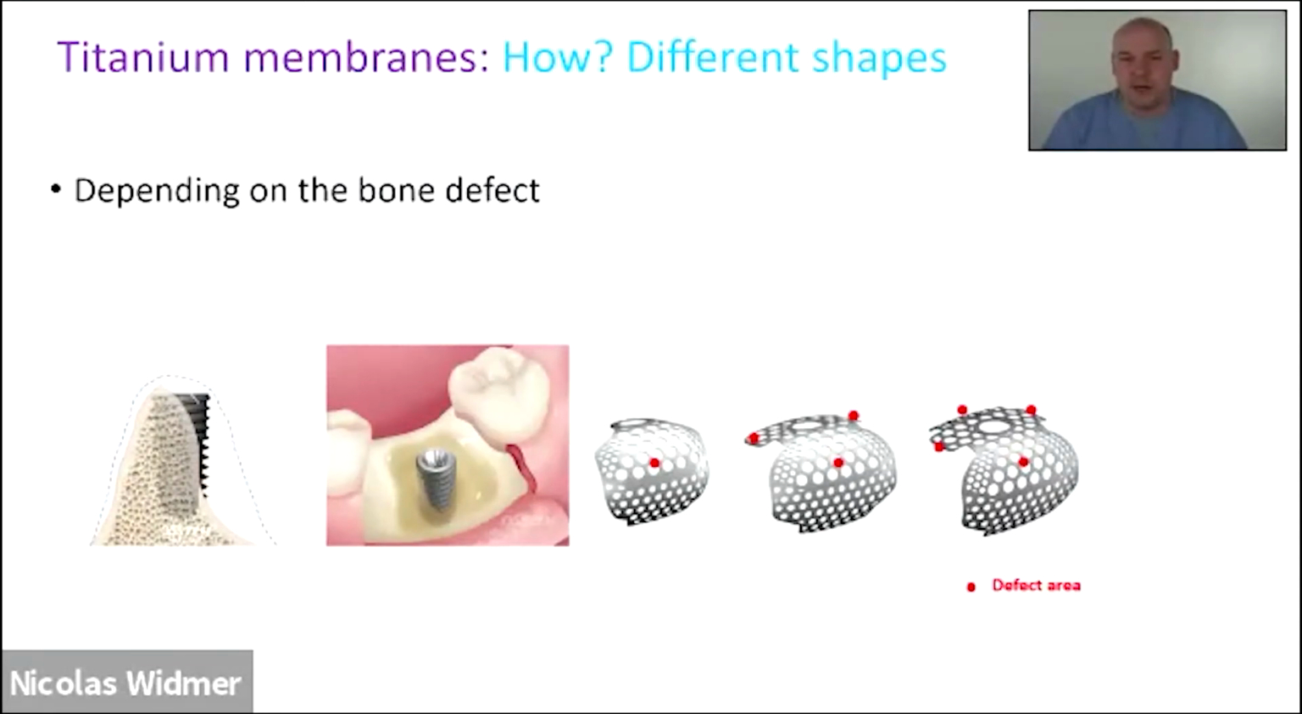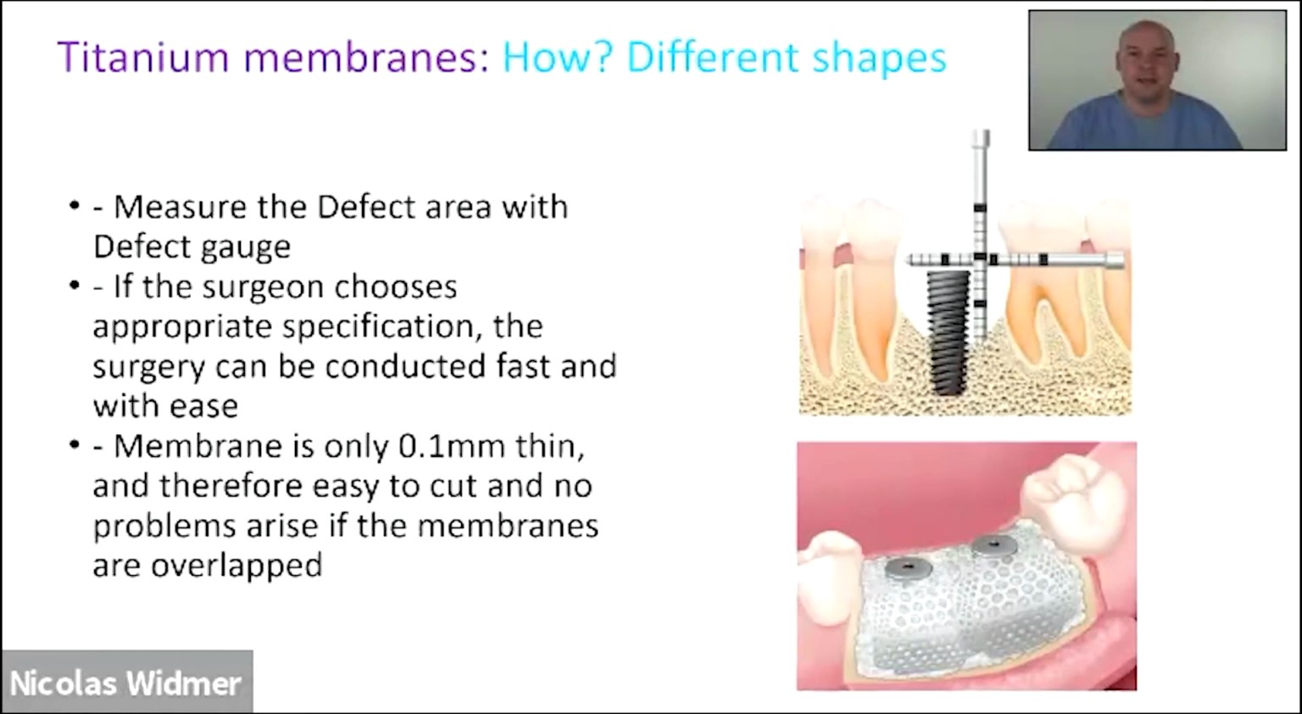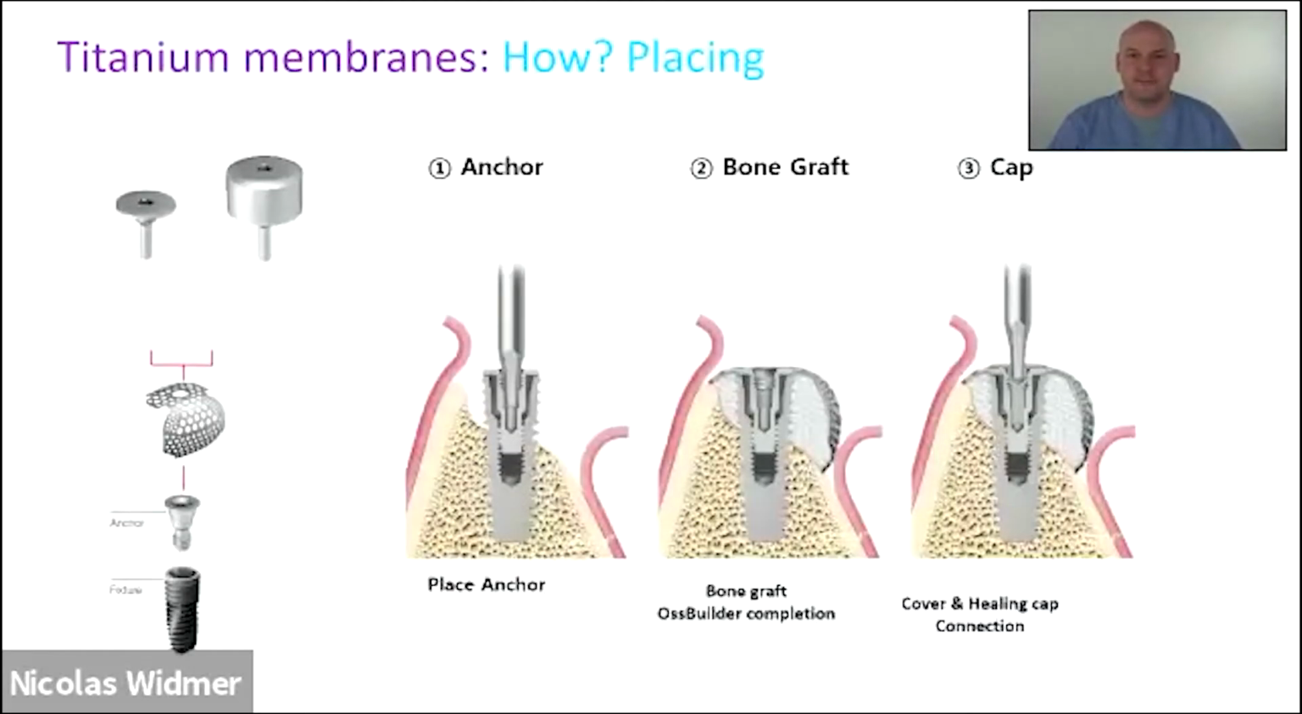The titanium membranes come in different shapes, depending on what kind of defect, what kind of shape you need. There are more complex ones, but some of these are not available in Europe, only in the Korean market. So you have to measure your defect. You need maybe a stock of these membranes in your office, or when you have a CBCT, you can always evaluate what kind of membrane you need. But finally, in my office, I only have 3 different ones. That's enough.